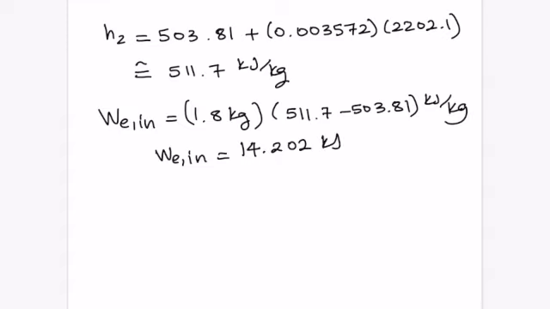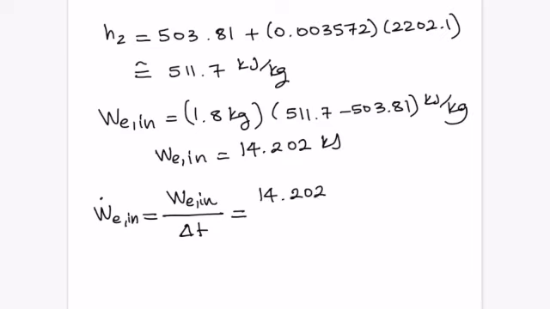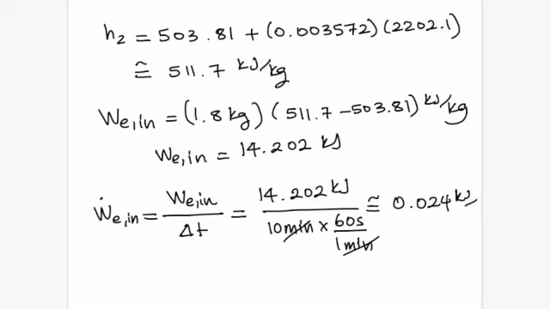14.202 kilojoule. Now they're asking for the power, so you need to take the work and divide it by time to calculate the power. So this is 14.202 kilojoule over 10 minutes. Since 1 minute is 60 seconds, it's going to be 600 seconds, and this is approximately 0.024 kilojoule per second. In other words, 24 watts.